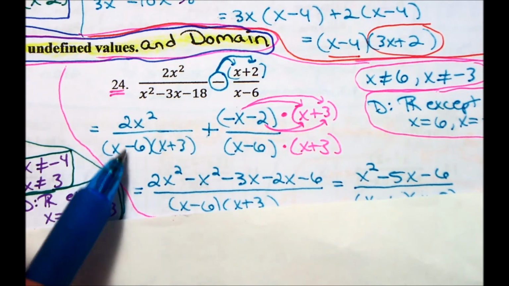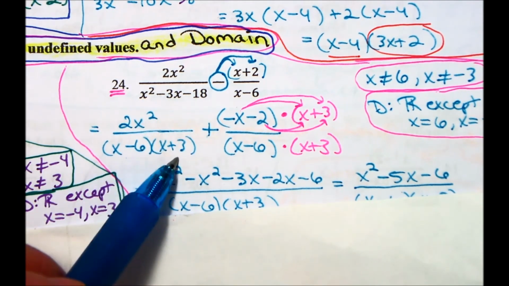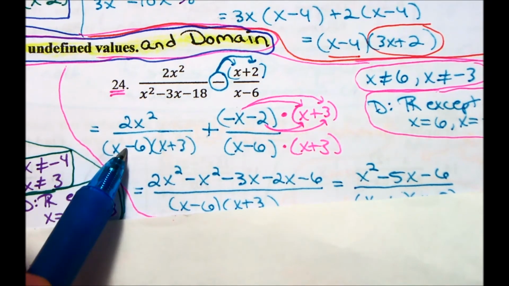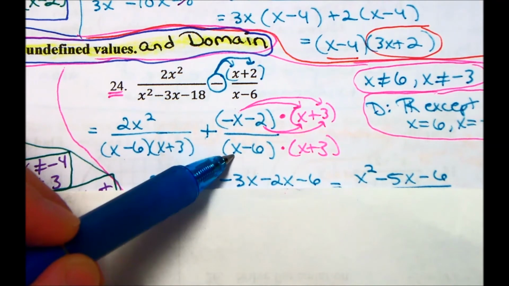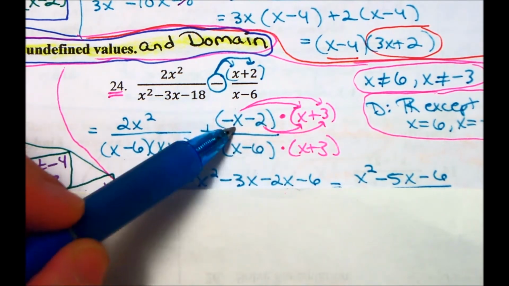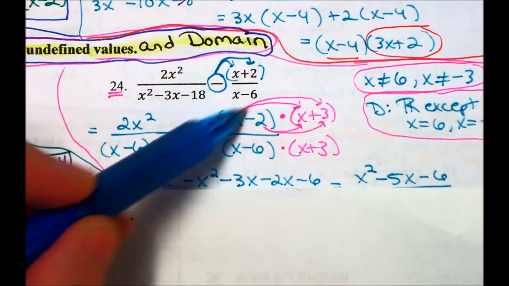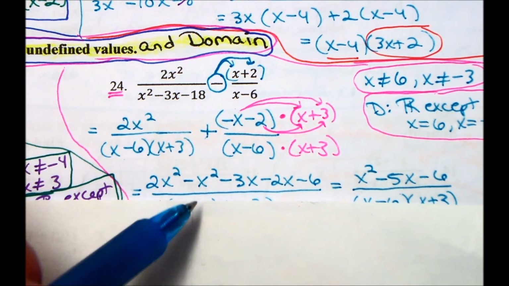All right, so x minus 6 and x plus 3 are already factors of this denominator. So this one does not change. But this denominator only has x minus 6, so it needs to be multiplied by x plus 3. When you have a binomial times another binomial, though, you have to FOIL it out. So the negative x times the x will be negative x squared.